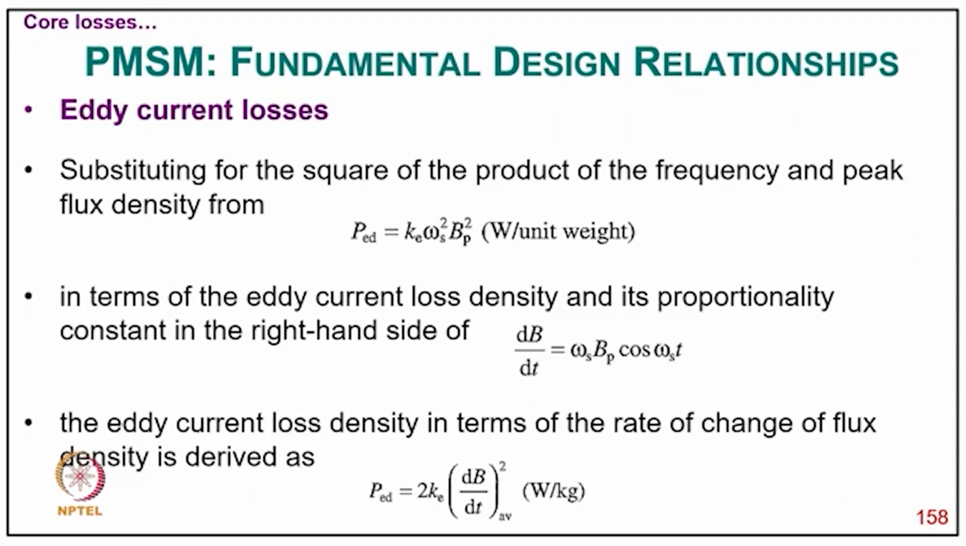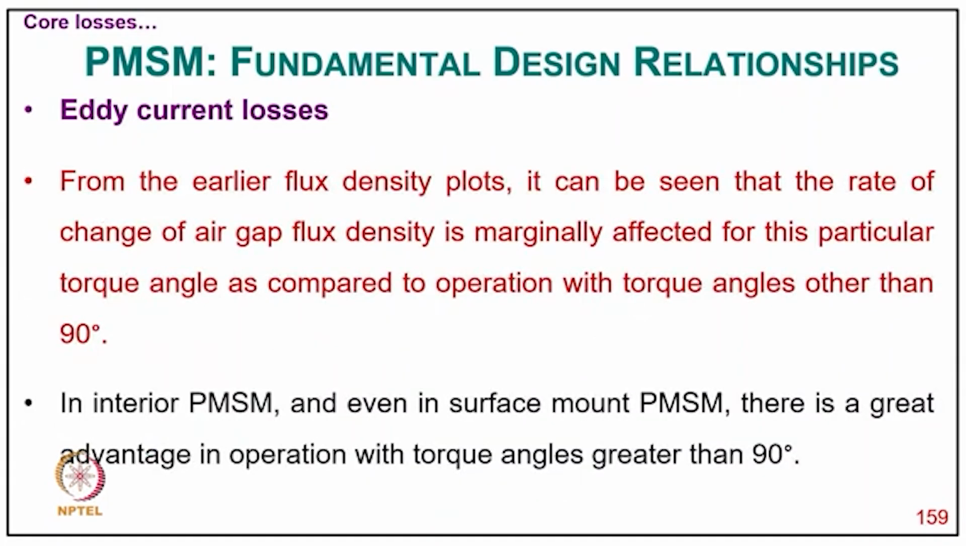So substituting for the square of the product of the frequency and peak flux density, P_ED equal to K_E omega_s squared B_p squared, watt per unit weight. And in terms of eddy current loss density and its proportionality constant, the right hand side is dB/dt, where omega_s B_p cos omega_s t is dB/dt, and the eddy current loss density in terms of the rate of change of flux density is derived as P_ED equal to K_E (dB/dt) squared, watt per kg.